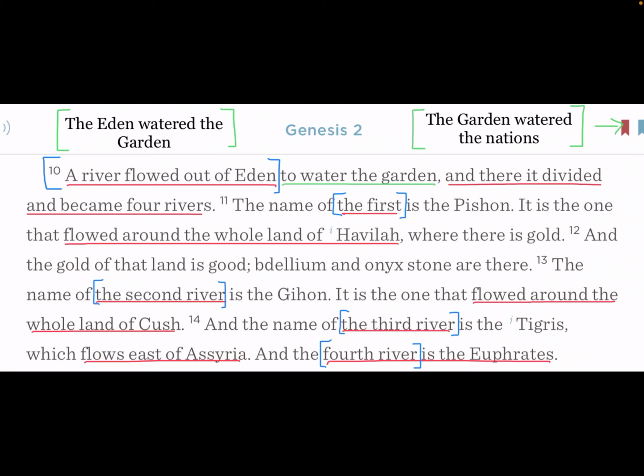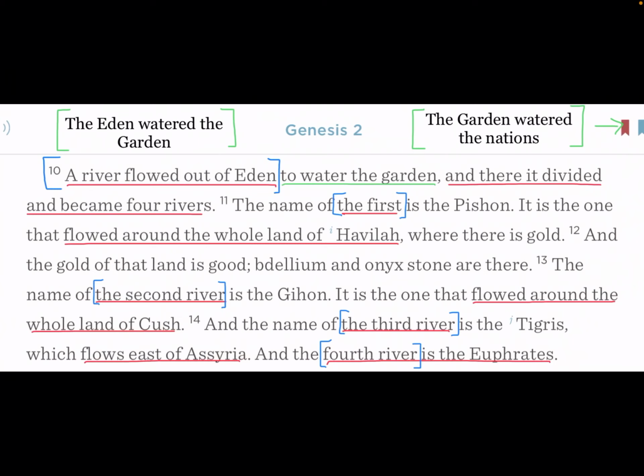And a river flowed out of Eden to water the garden, and there it divided and became 4 rivers. And now here we have Eden watering the garden, and then the garden actually waters the nations surrounding Eden. For the first was the Pishon, the one that flowed around the whole land of Havilah. And then we get the second river, which is the Gihon, which flowed around the whole land of Cush. And then the third river, the Tigris, which flows east of Assyria, and the fourth, which is the Euphrates.